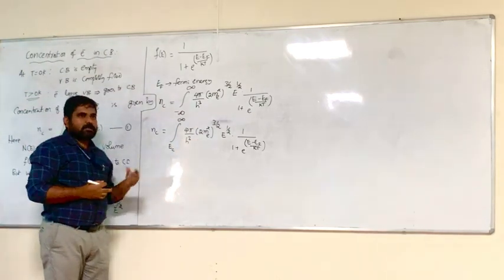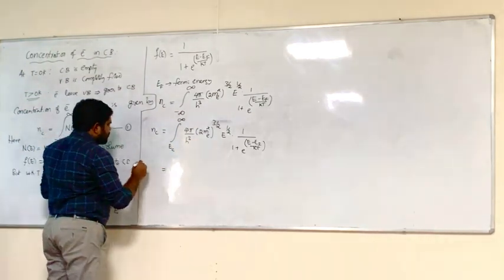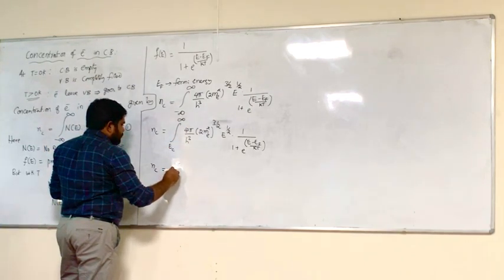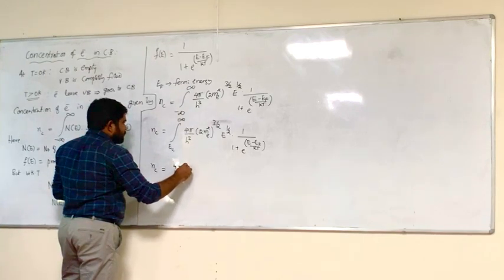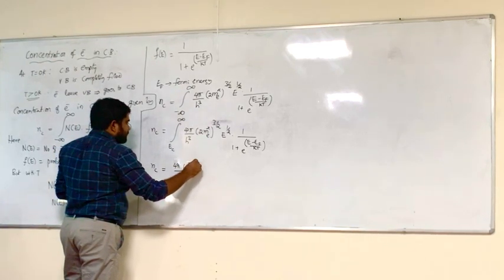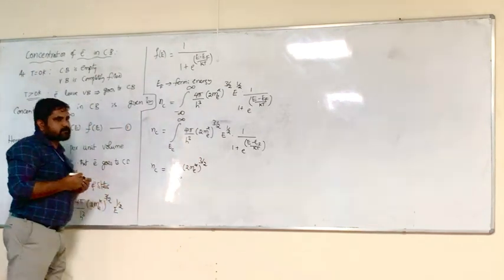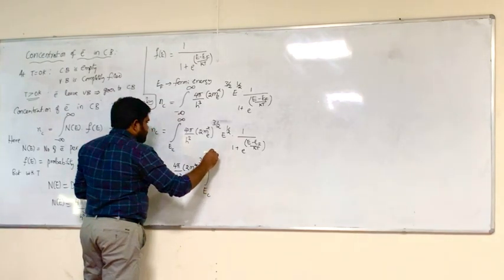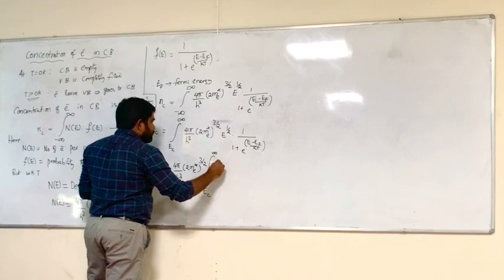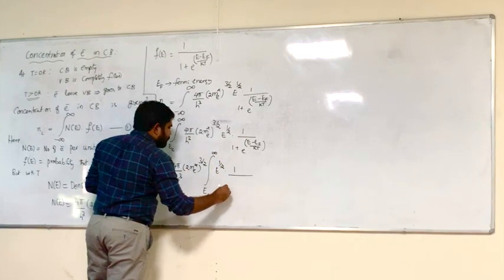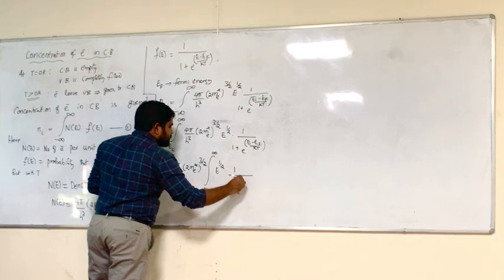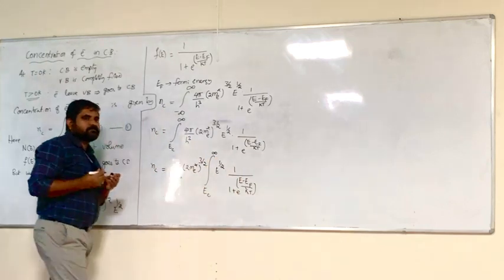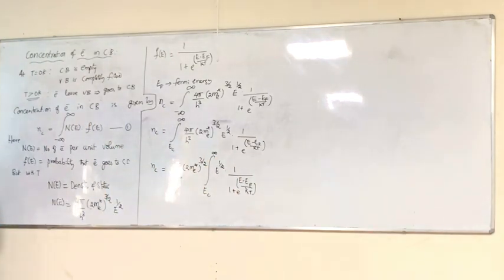Now I will take out all the constants outside. So what are the constants? 4 pi is constant. H cube is also constant. (2 m_e star) to the power 3 by 2 is also constant. Then the integral from EC to infinity of E to the power 1 by 2 times 1 by 1 plus e to the power (E minus Ef) by kT, dE. Right? Is everybody writing or not?